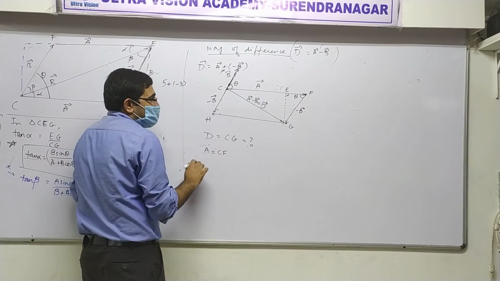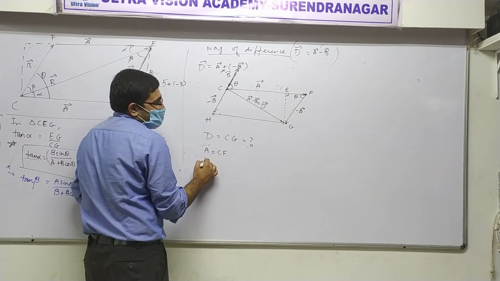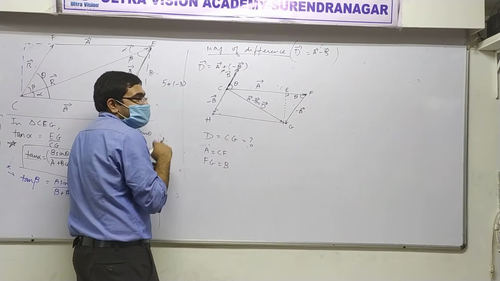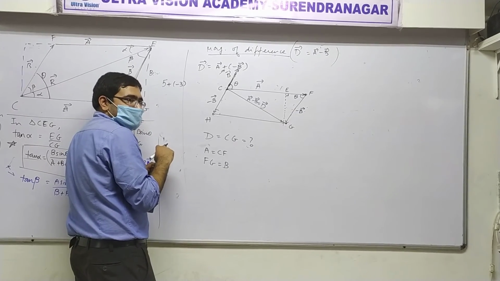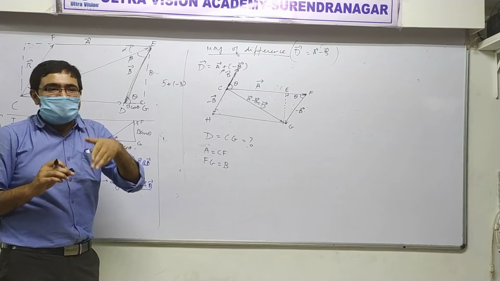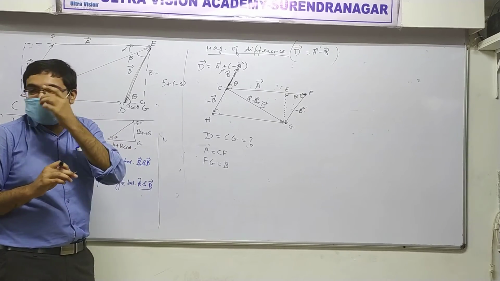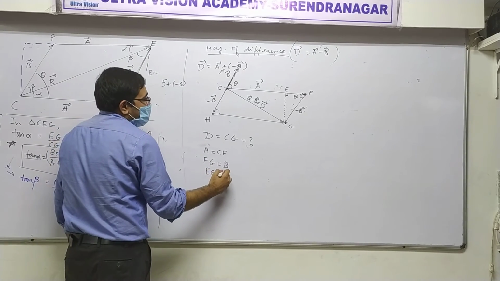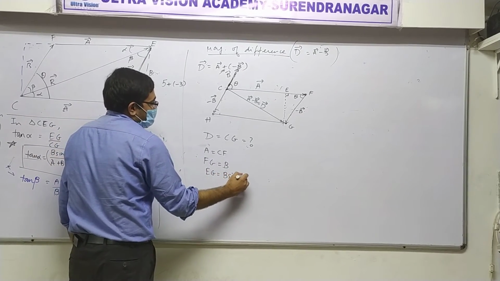Then FG is equal to B. Minus B, can magnitude be negative? No, length will always be positive. So FG is B. Okay, now EG is B sin theta.